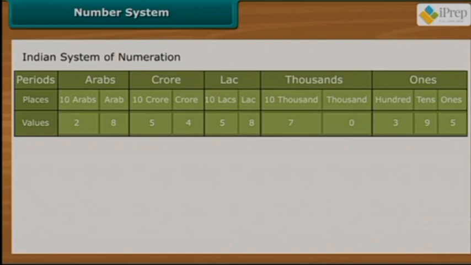Number system. In our Indian system of numeration, we use ones, tens, hundreds, thousands, and then lakhs and crores. Comma is used to mark thousands, lakhs, and crores.